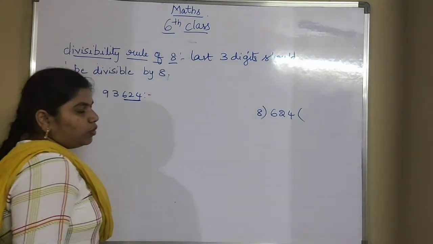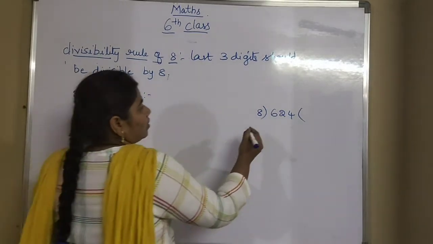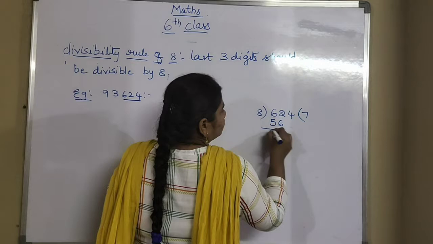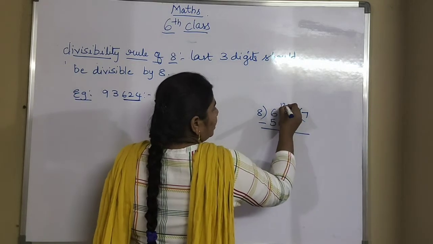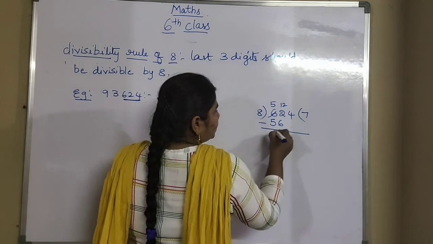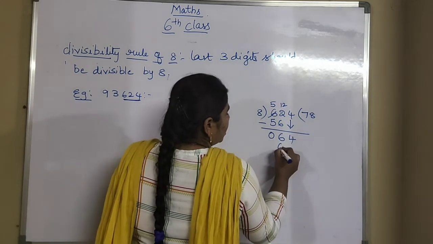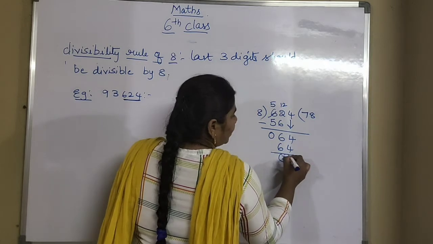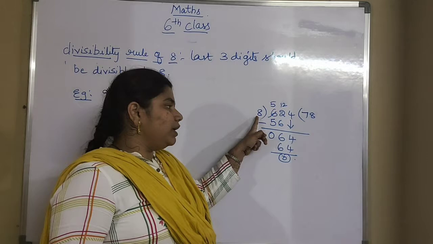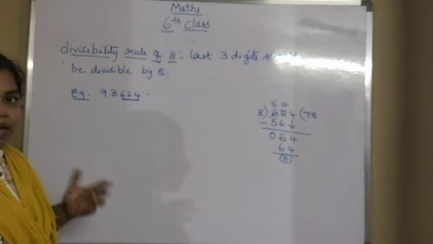Eight. So 8 8s are 64, 8 7s are... Here 12. 12 minus 6 is 6. 5 it will be 0. Bring this 4 down. 8 8s are 64. You got the remainder as 0. So that means 624 is divisible by 8. That means the whole number will also be divisible by 8.